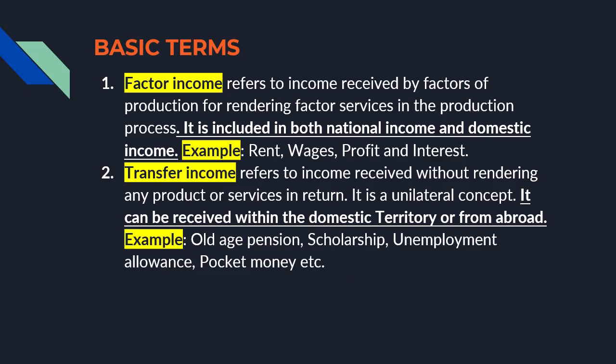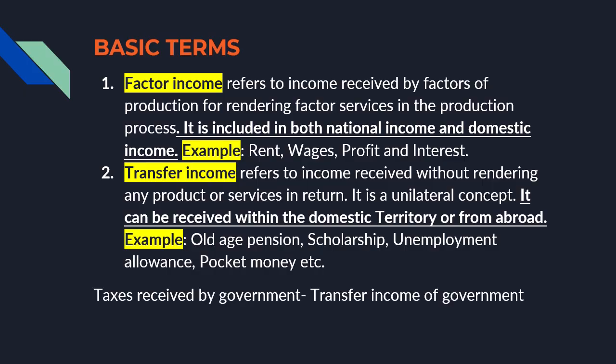तो जब आप अपने पेरेंट्स से पॉकेट मनी रिसीव करते हैं तो आप उसके बदले में कोई सर्विस प्रोवाइड नहीं करते. तो ऐसी इनकम को हम क्या कहते हैं? ट्रांसफर इनकम. Another example can be allowances, scholarship and taxes received by the government. क्योंकि गवर्नमेंट जो टैक्सेस रिसीव करती है उसके बदले में वो गवर्नमेंट हमें कोई सर्विस प्रोवाइड नहीं कर रही. So they are the transfer income of the government.